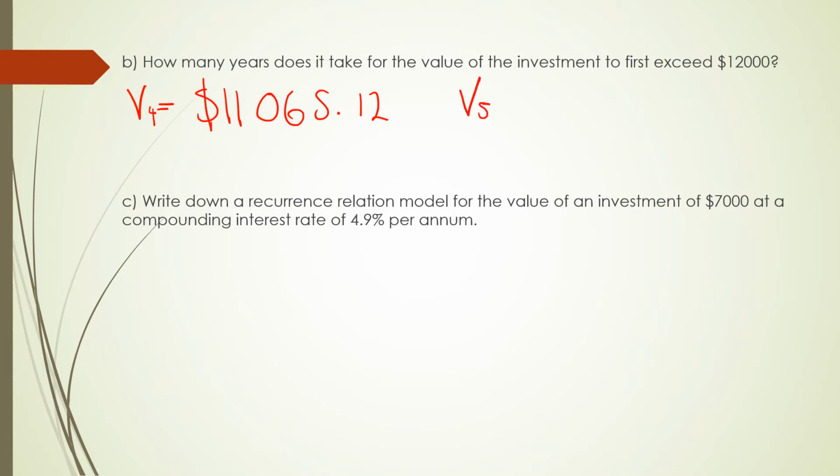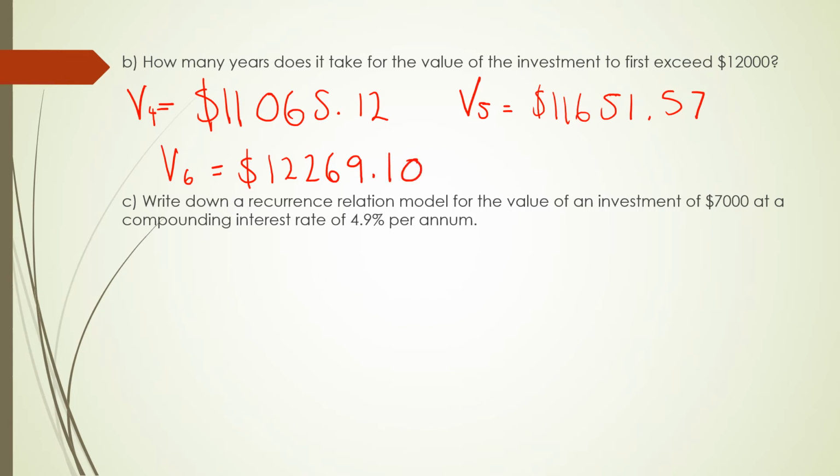V5, 1.053 times the previous term, that will give you $11,651.57. And then finally, V6, same structure, you get $12,269.10. Now we've exceeded $12,000, therefore the investment will take 6 years because it was V6 that was the first term over $12,000.